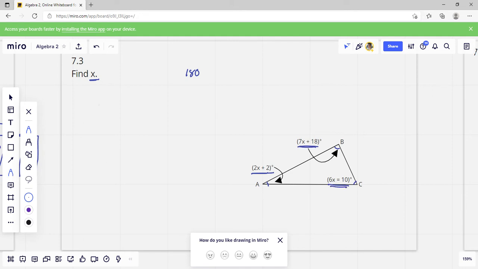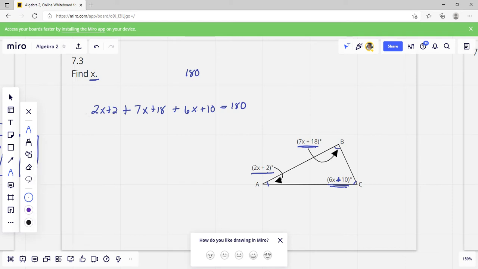So if we did 2x plus 2 plus 7x plus 18 plus 6x, oops, that's supposed to be a plus right there, not an equals, plus 10 equals 180. Alright, now we're going to combine like terms.